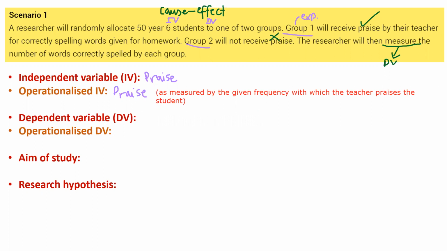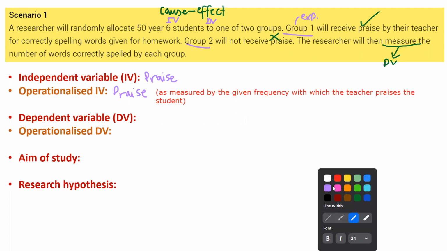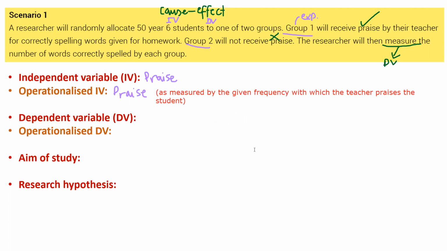So the simple DV, or the non-operationalized DV, might be something like, let me just change this, spelling ability. We just write it in a very vague way, not very specific. We leave the more specific wording for the operationalization part. So spelling ability might be a very simple DV there.